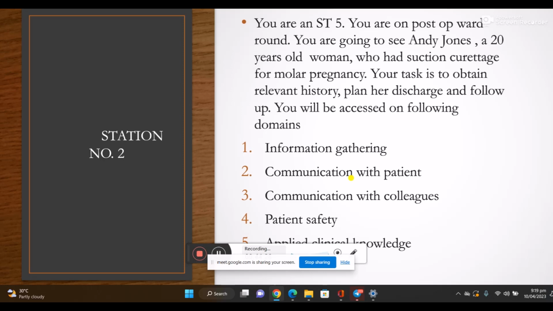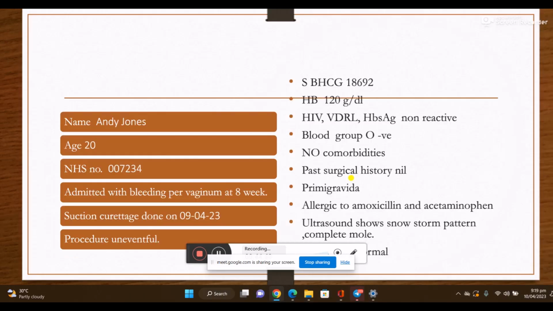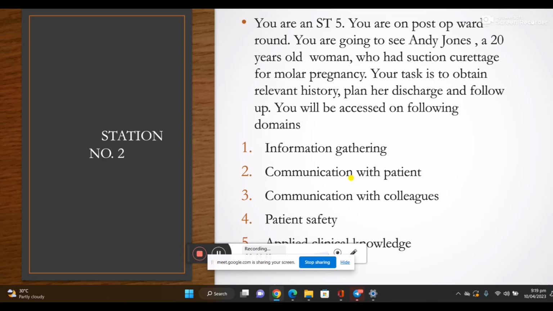So, Andy, I can see from your notes that you are allergic to some medicine. So, I will document that in your discharge slip also. Apart from that, may I know your blood group? It is O negative. Okay. So, Andy, what's your weight to height ratio? It is 22.